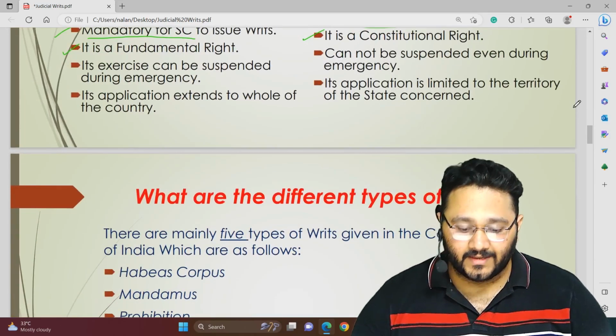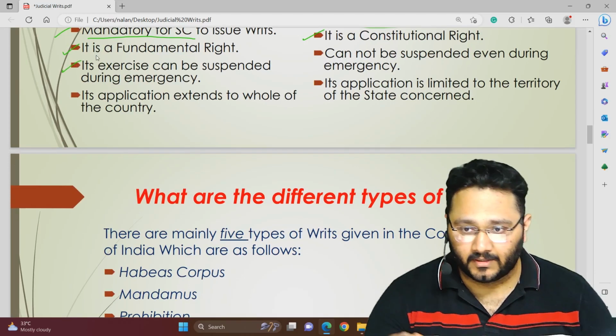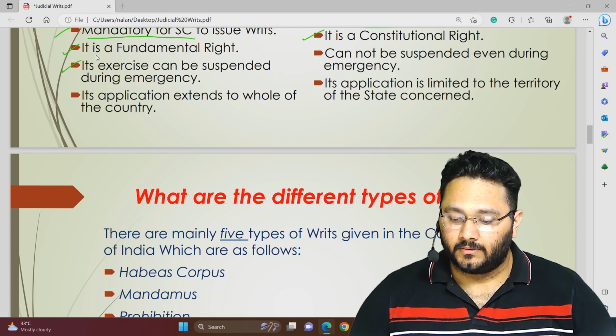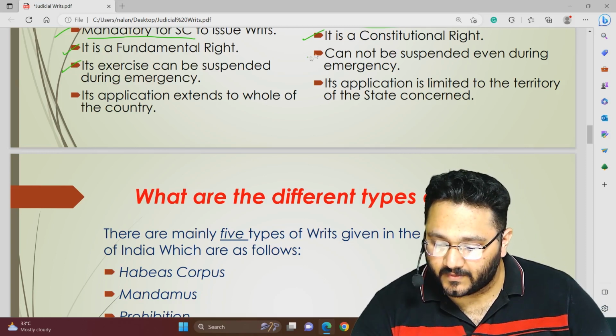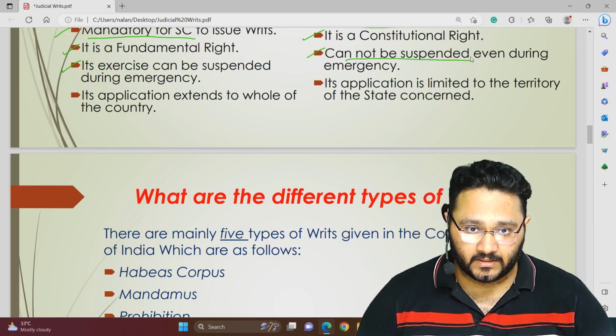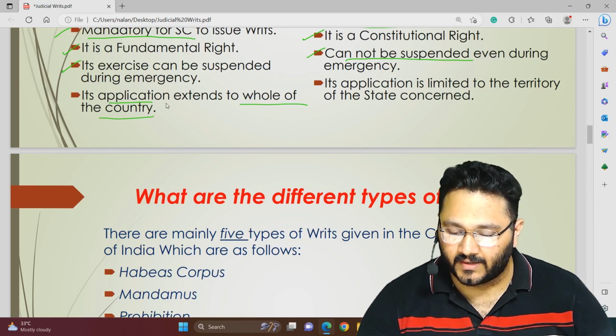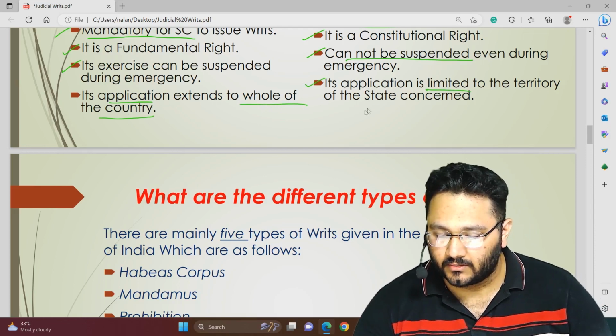Next important thing is its exercise can be suspended during emergency, except for habeas corpus. Its exercise cannot be suspended even during the emergency. Last but not the least, its application extends to the whole of country, whereas its application is limited to the state concerned.